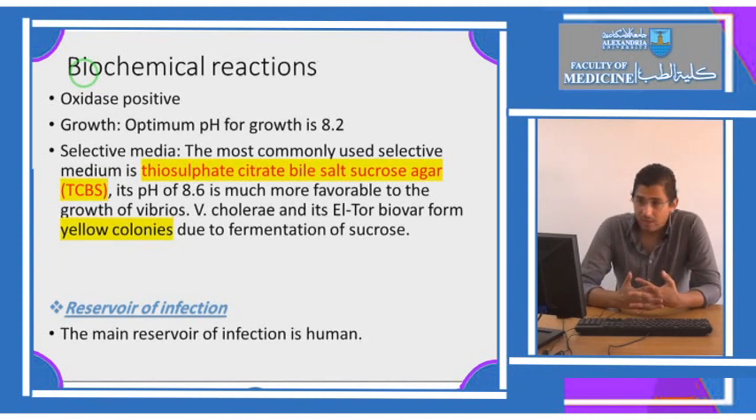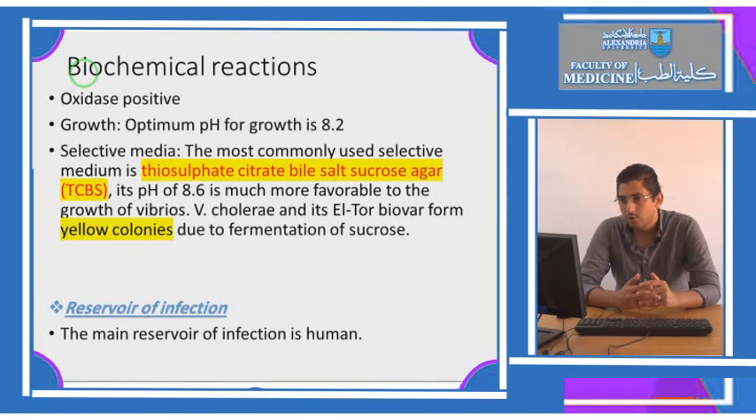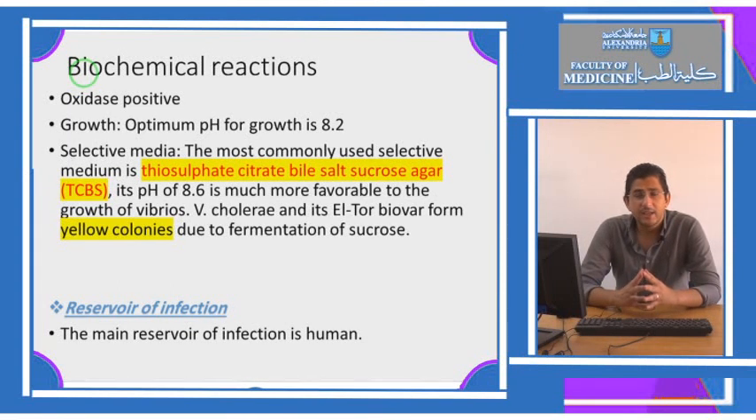What are the biochemical reactions of cholera? It is oxidase positive. It grows on thiosulfate citrate bile salt sucrose agar in an alkaline medium, at pH 8.6, making yellowish colonies. This is a basis for making the diagnosis later in the lecture.